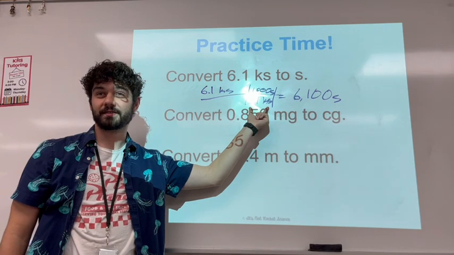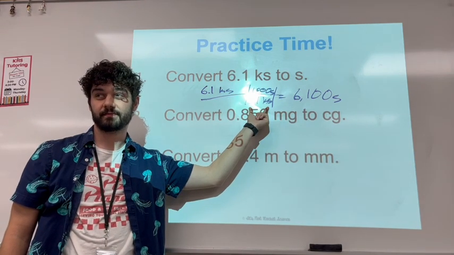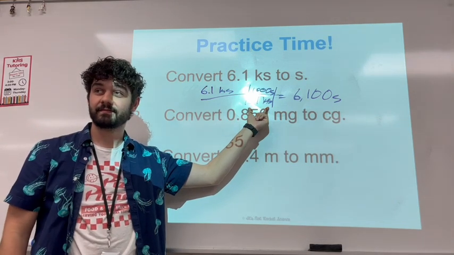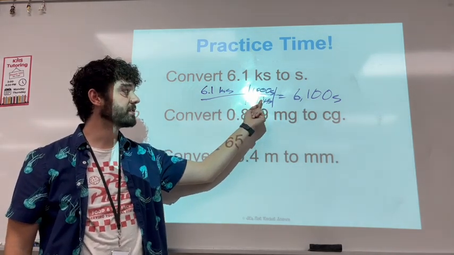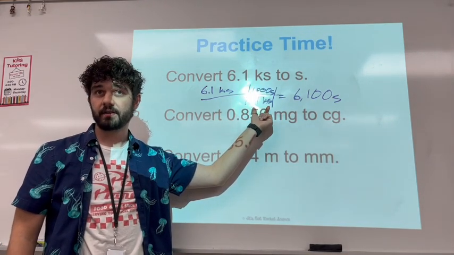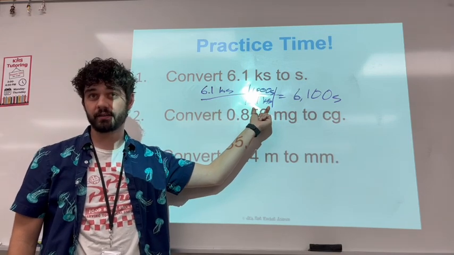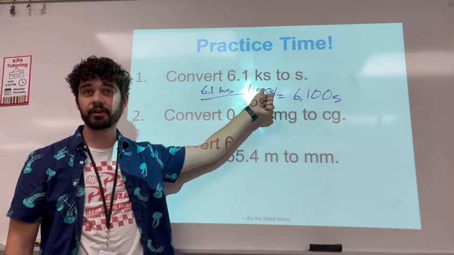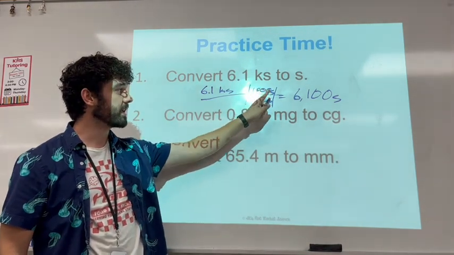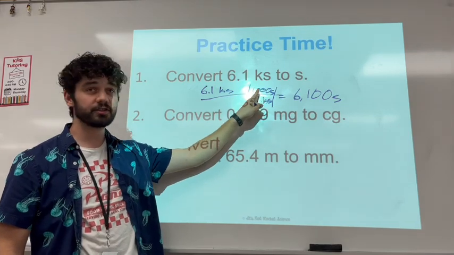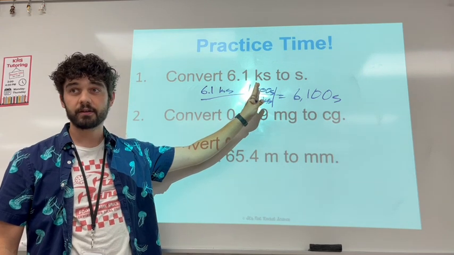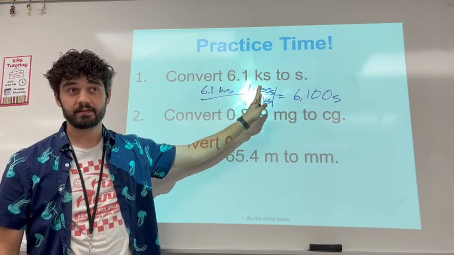Are these measurements? No, they're ratios. How do I know that there are 1,000 seconds in 1 kilosecond? How did I obtain this information? It's a definition. We did not come to this ratio by measuring something. We defined 1,000 seconds in 1 kilosecond. So how many significant digits do I have in this ratio? Infinite.